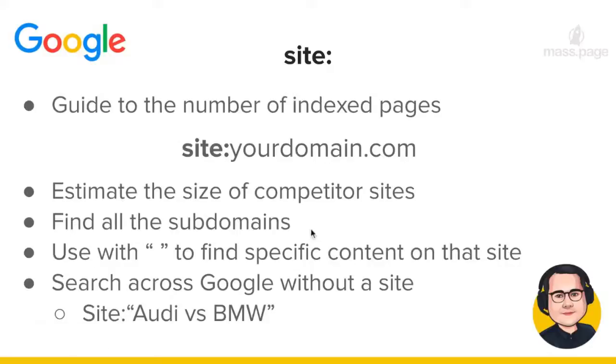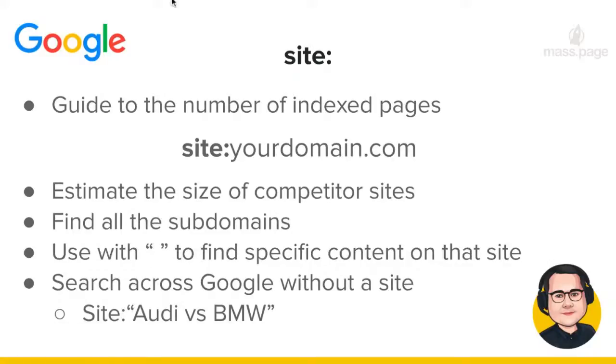It's also very handy for finding out subdomains as well, because if you type in site:yourdomain.com, it'll also return all of the subdomains too. So that's quite useful for finding out if competitors have got any other sites bolted on. And you can also use the exact match in quotes as well.